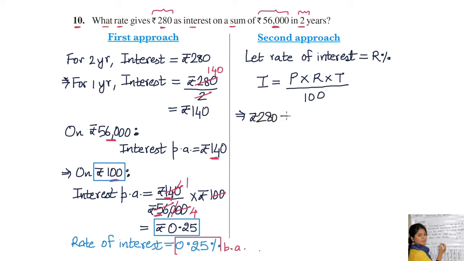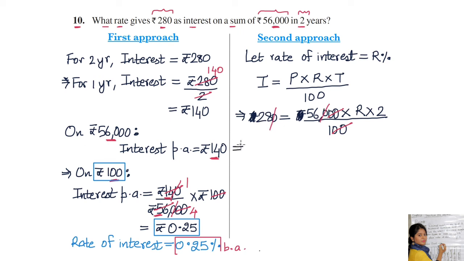Interest has been given as rupees 280. Principal is given as rupees 56,000. Rate we don't know, so we will write it as R percent. Now time is given as 2 years. We will write 2 over 100. Now we will try to reduce to find the value of R. So 2 zeros will be cancelled out by 2 zeros, and we are left with 560 as the principal. So this 0 will be cancelled out by this 0.